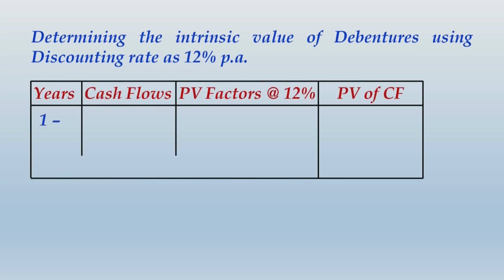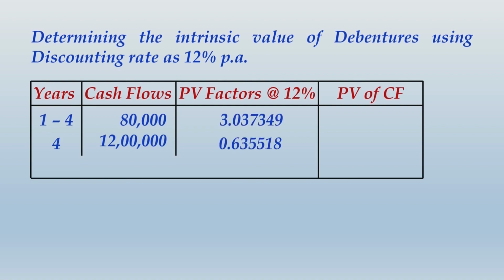I don't have to explain you anything over here. You have learnt it very clearly. Every year the cash flow that you are having for these debentures in the form of interest will be 80,000, and at the fourth year you will pay the redemption value of 12 lakhs. Because for 1 to 4 years every year you are paying 80,000, the PV factor column indicates the annuity factor for 4 years at 12%, which is 3.037349, and with 12 lakhs line, the PV factor given over there, that is 0.635518, is the present value factor for 4th year.